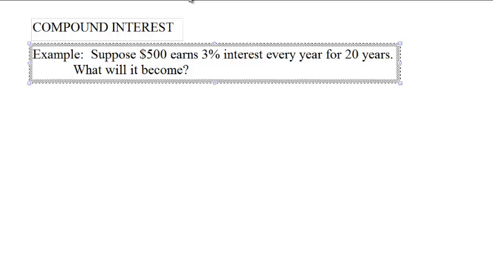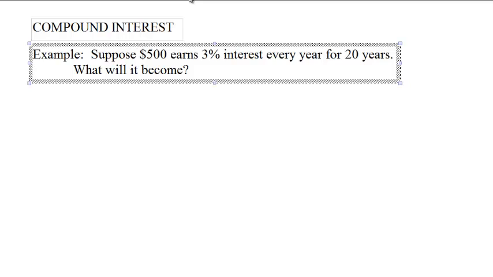Okay, now we're going to talk about compound interest. For example, suppose you have $500 earning 3% interest every year for 20 years. What will it become? What I mean by 3% each year is that at the end of the year, you get 3% added onto your $500, and the next year you get 3% compounding that. So not just on the 500 again, but you get a little bit more interest the next year.